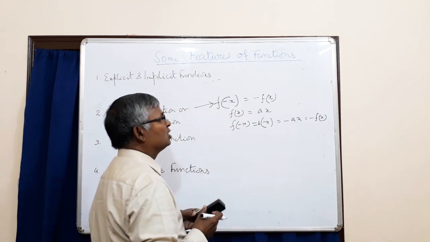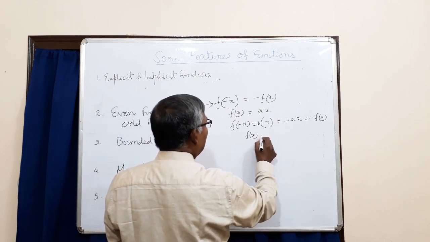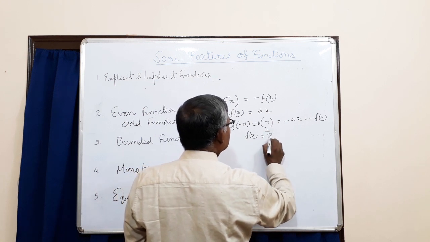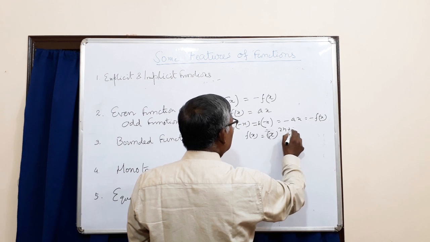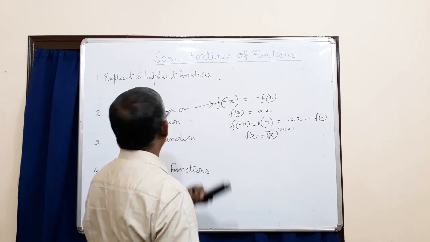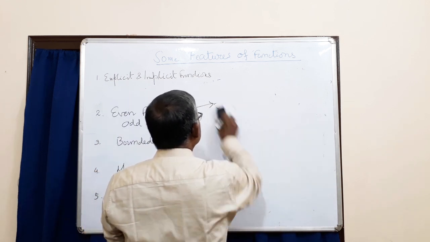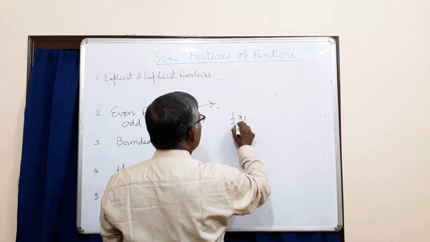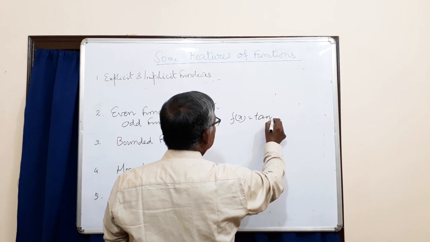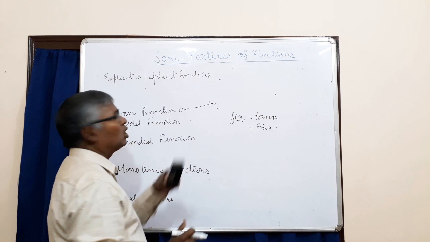Hence any function of the type x to the power odd number, x to the power 2n plus 1, odd power, is called odd function. Or these trigonometric functions, f of x equals sin x or tan x, all these are odd functions.